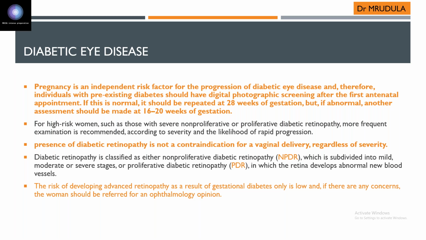Another thing, diabetic retinopathy is classified into non-proliferative and proliferative. Non-proliferative is further classified into mild, moderate, and severe. So how does proliferative differ from non-proliferative? In proliferative diabetic retinopathy, there will be neovascularization, so it develops new abnormal blood vessels.